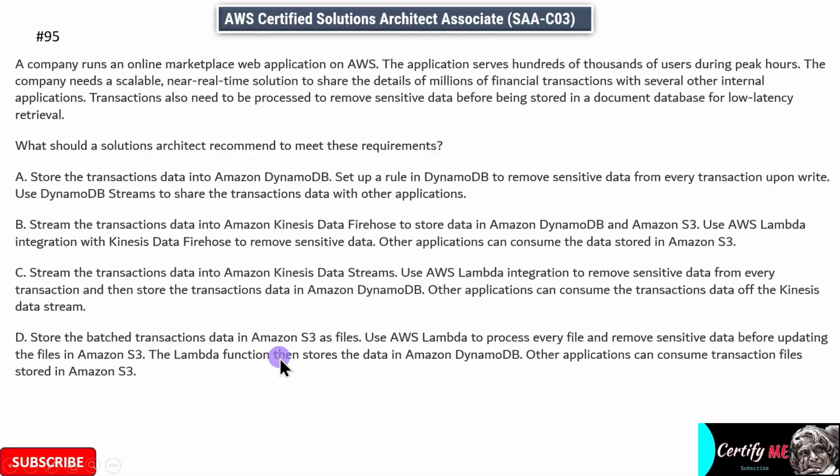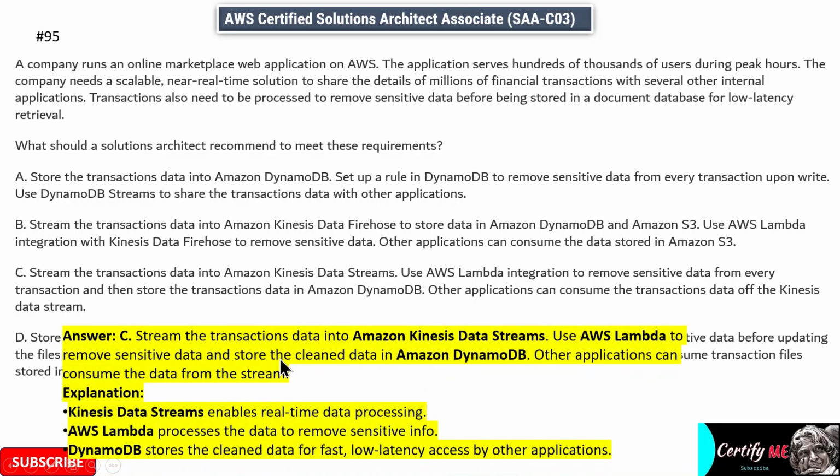The correct answer is option C. Stream the transactions data into Amazon Kinesis Data Streams. Use AWS Lambda to remove sensitive data and store the clean data in Amazon DynamoDB. Other applications can consume the data from the stream.